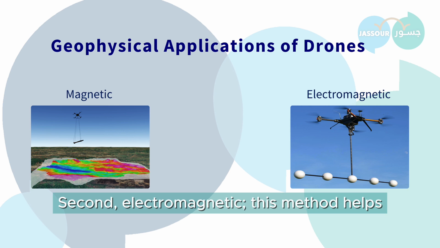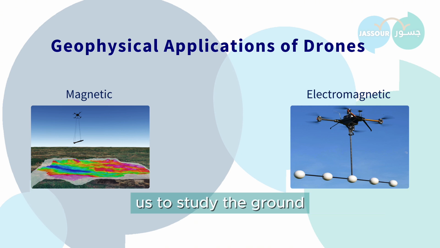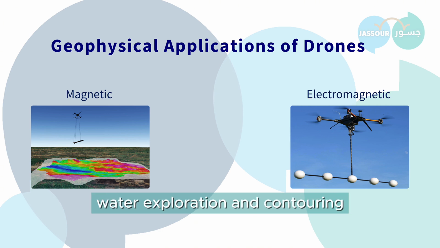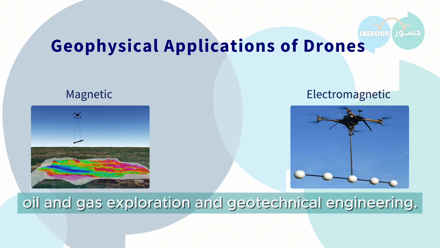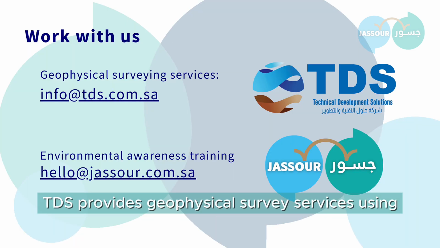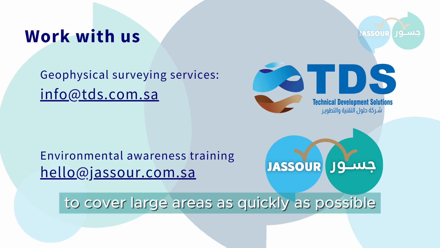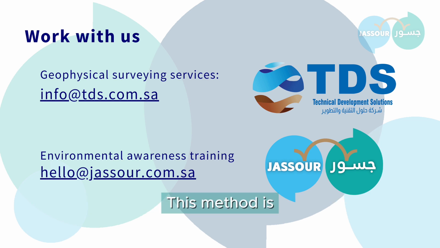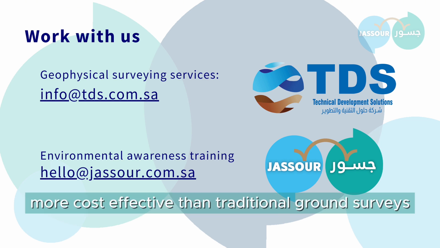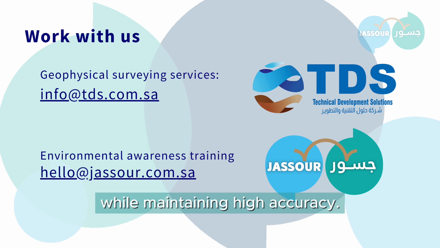Second, electromagnetic. These methods help us to study groundwater exploration and monitoring, oil and gas exploration, and geotechnical engineering. TDS provides geophysical survey services using drones, allowing us to cover large areas as quickly as possible. This method is more cost-effective than traditional ground surveys while maintaining high accuracy.